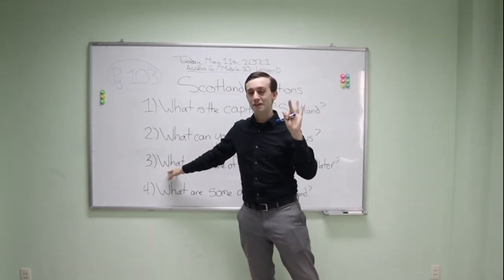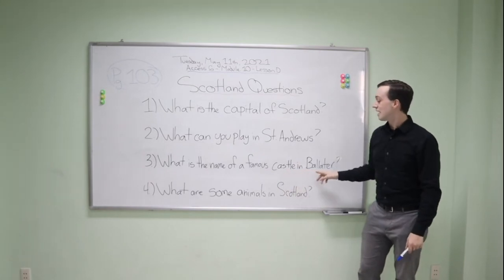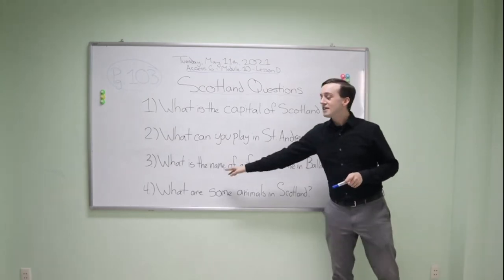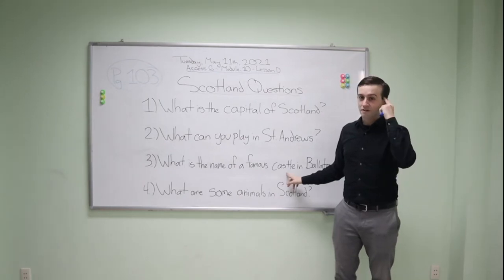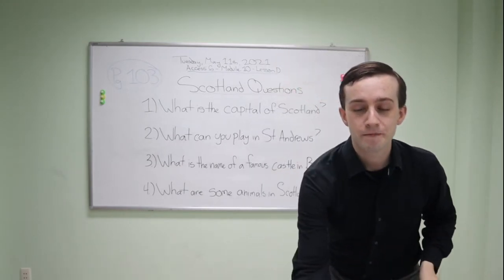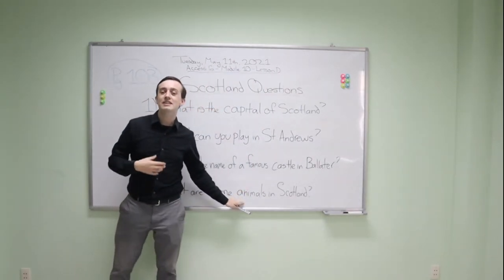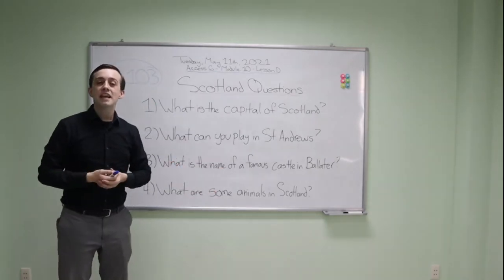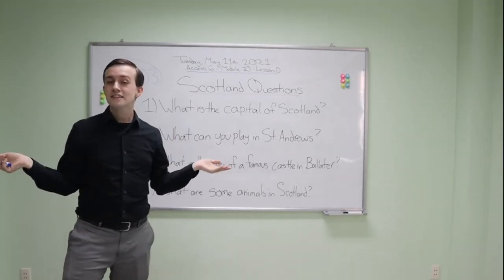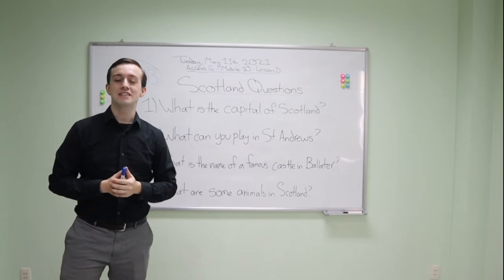Okay, next, number three, what is the name of a famous castle in Ballater? Ballater is a city in Scotland. What is the name of the castle? Remember, castle is this. And finally, number four. What are some animals in Scotland? There are many animals. What are some animals? Are there cats, lions, tigers? Watch the video and answer the questions.